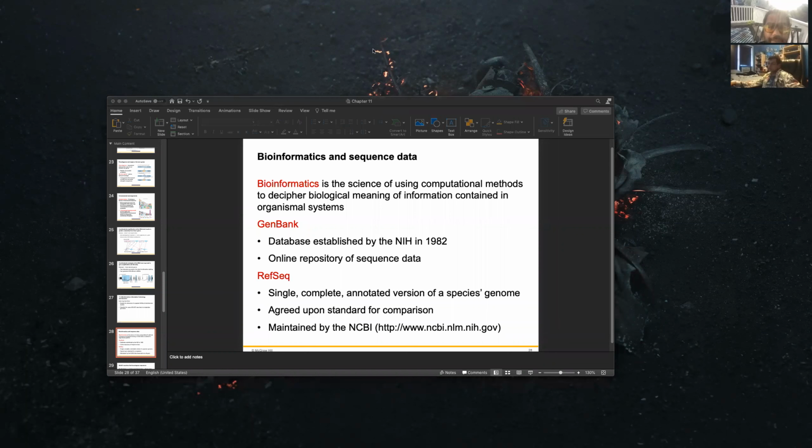Okay. Yeah, bioinformatics, basically you use computational methods to figure out the meaning behind the information contained in organisms based on their genomes. So there's GenBank, right? It's an online repository of sequence data. You can just access it yourself. There's also RefSeq, which is basically an annotated version of a species' genome. So that's what we basically use when we do any type of bioinformatics research.